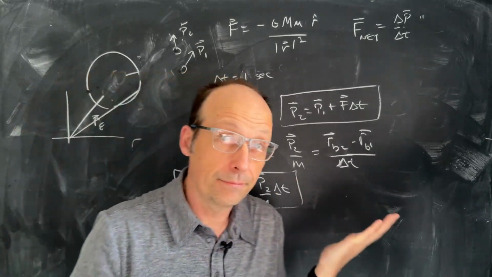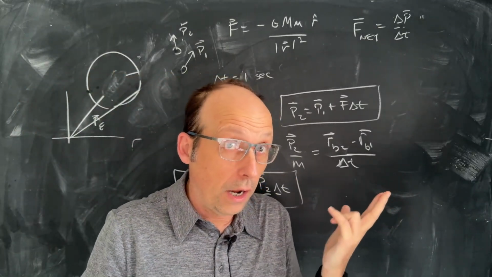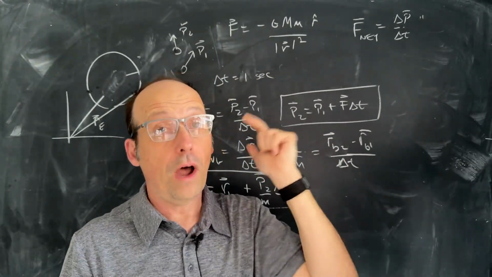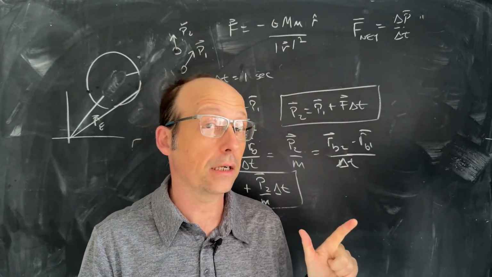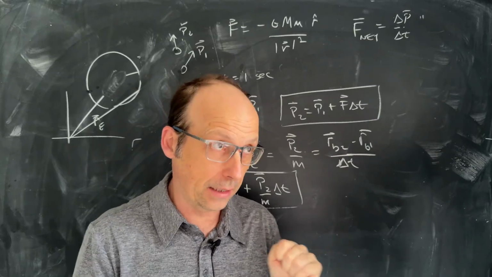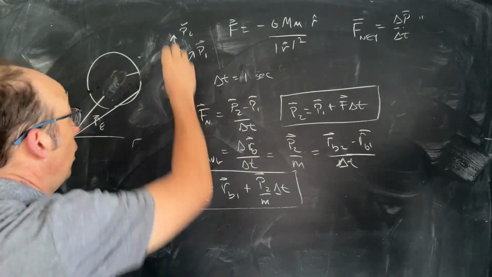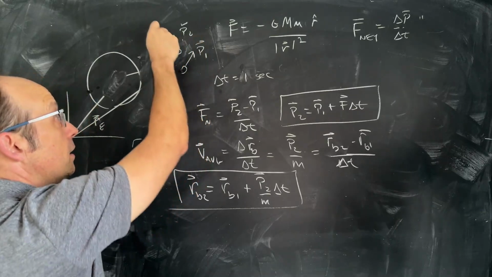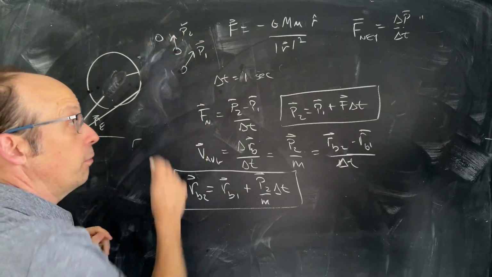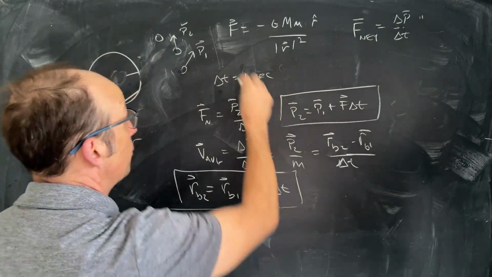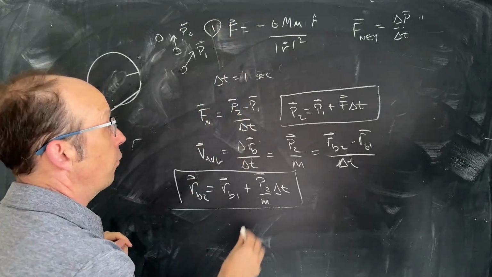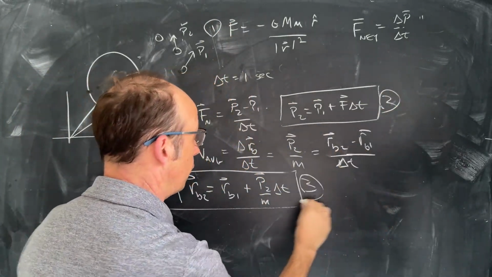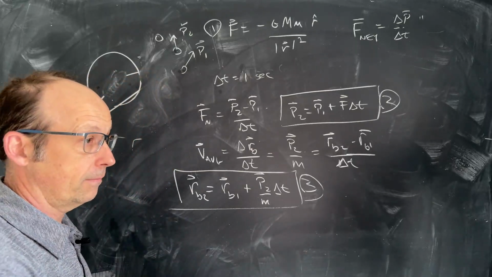So that's it. That's all we have to do. I now know where the object is after 1 second, and how fast the object is moving after 1 second. Now for the next second, I just do it again, starting with that as my initial velocity, finding the new momentum, finding the new position. So here are my steps. Number 1, calculate the force. Number 2, update the momentum. Number 3, update the position.